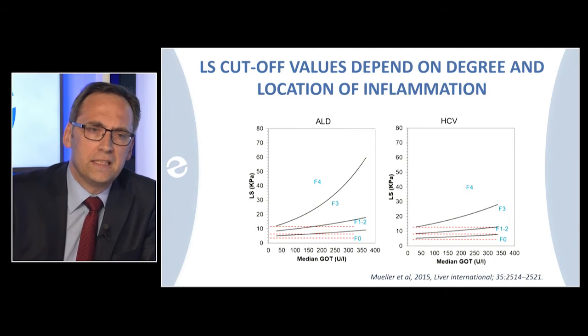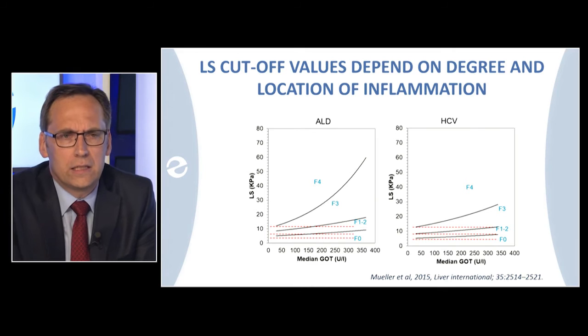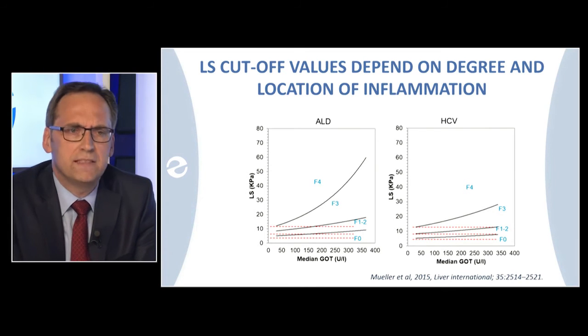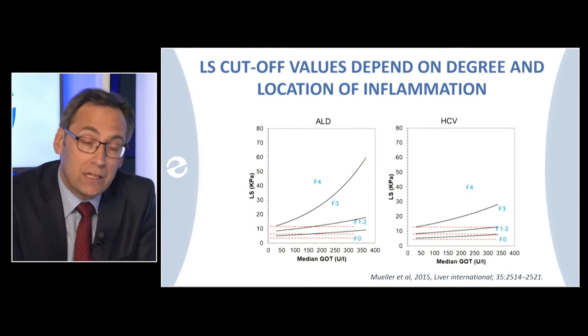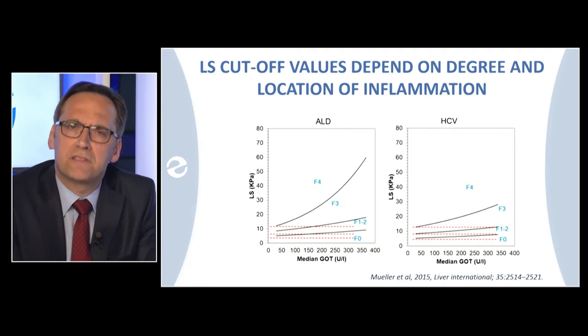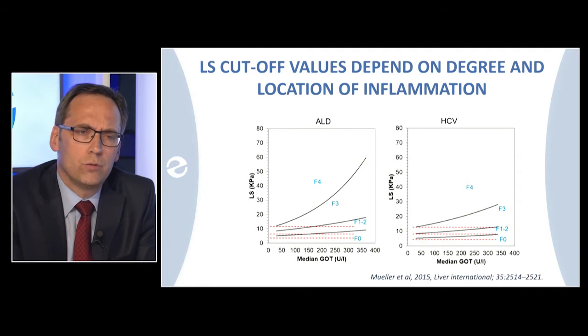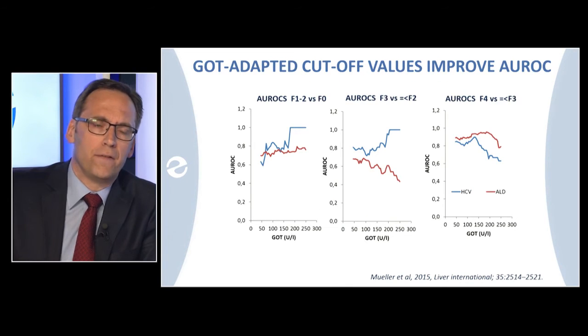And this is in fact the summary slide of the study. And I think it's quite easy to handle in daily practice. What you see is the cutoff values adapted for GOT levels. And on the left side, you see alcoholic liver disease. And you can now really go with your patient, with the measured stiffness and a GOT level, to this working diagram and identify the fibrosis stage.